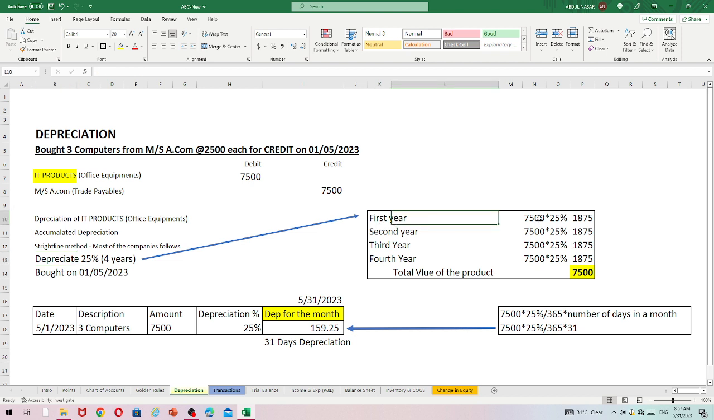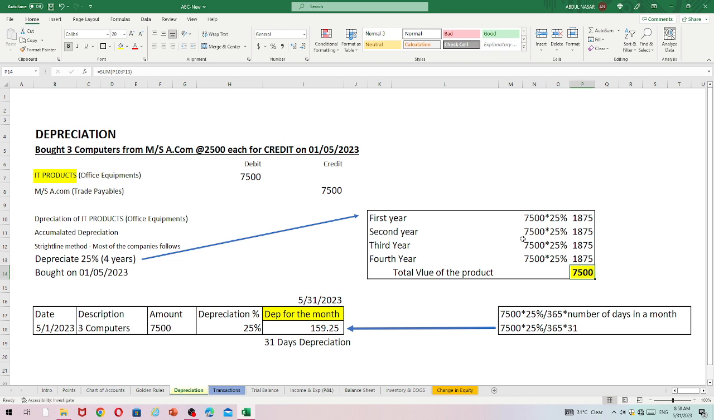Here I have given how we are going to calculate it. 7,500 into 25 percent. So the first year the depreciation amount will be 1,875. Second year another 1,875. So at the end of the fourth year the total depreciation will be 7,500. So the value of this computer becomes zero at the end of the fourth year, which means the company has economically used that product.